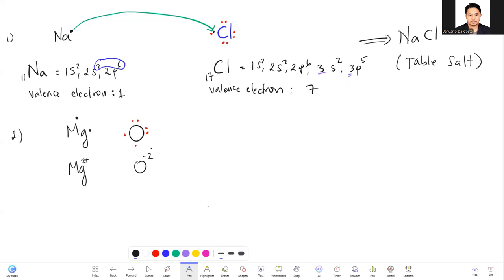Technically, magnesium just directly gives out this one to this one, where this will become stable, and it will give this 1 electron to this one over here to make this an octet. So when that happens, both of these atoms are already balanced.